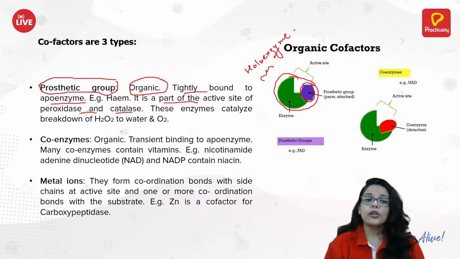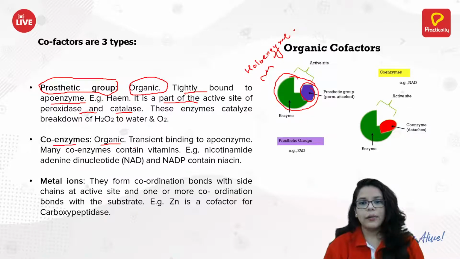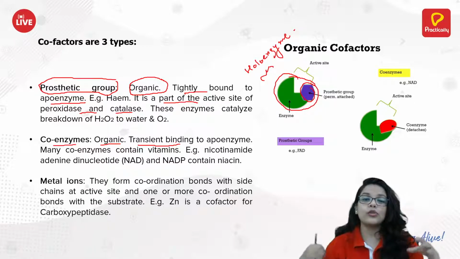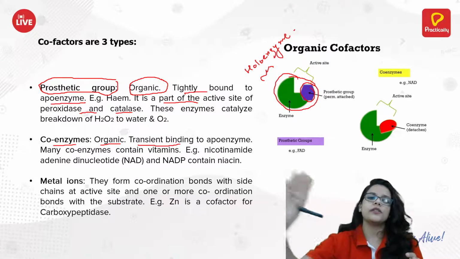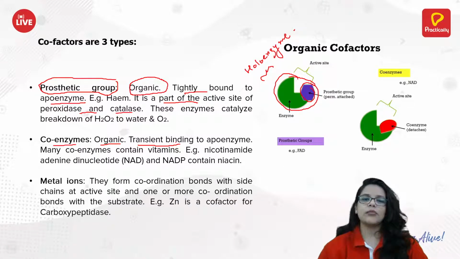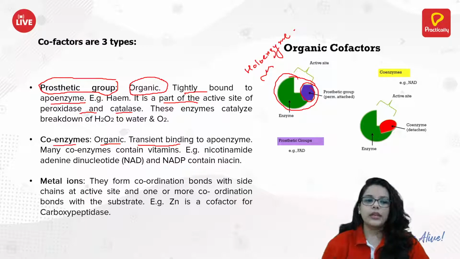Now there are coenzymes. This is also organic, but this is transient binding, not that tight, unlike the prosthetic group, which is tightly bound. It is just bound, and it just pushes the apoenzyme a bit. That is the coenzyme.